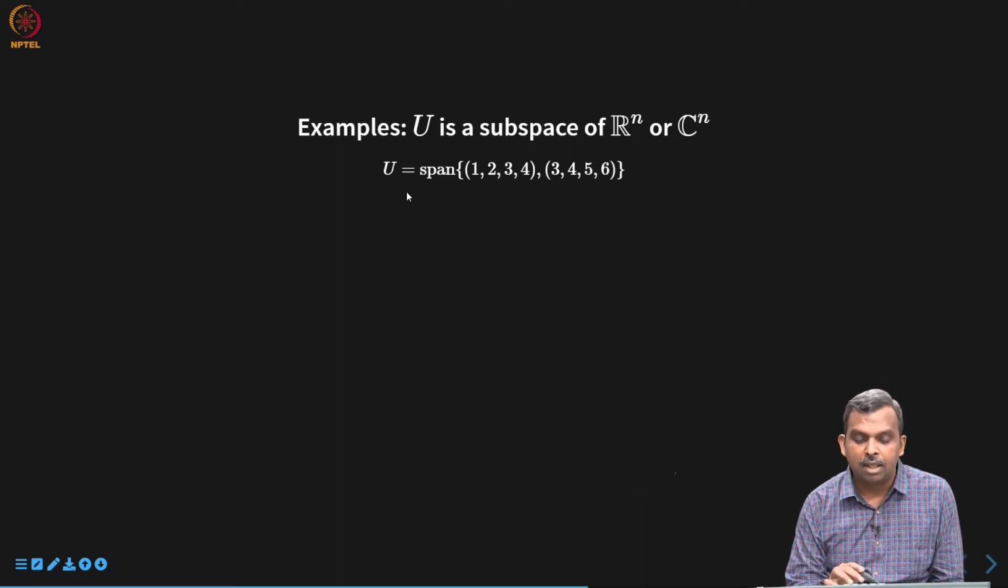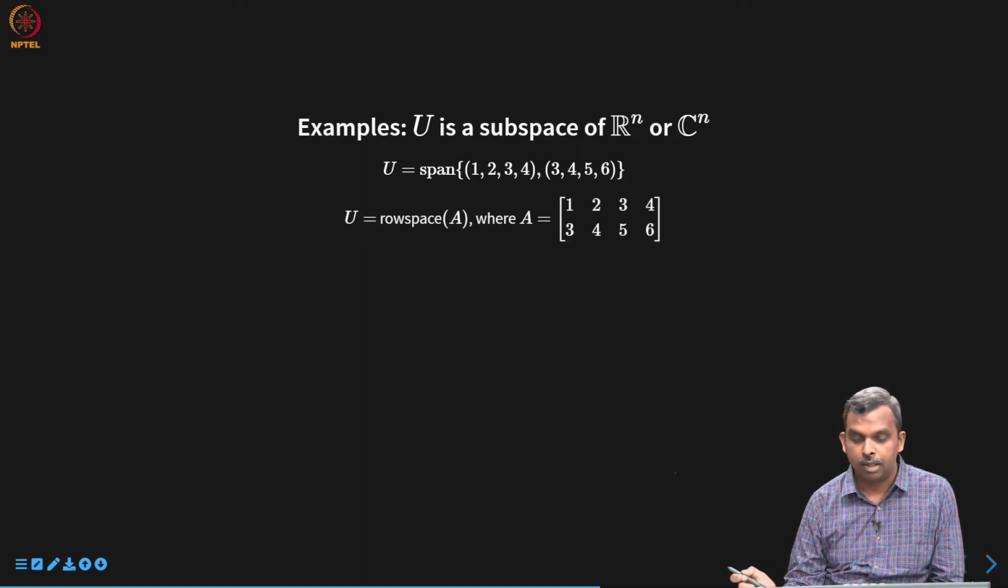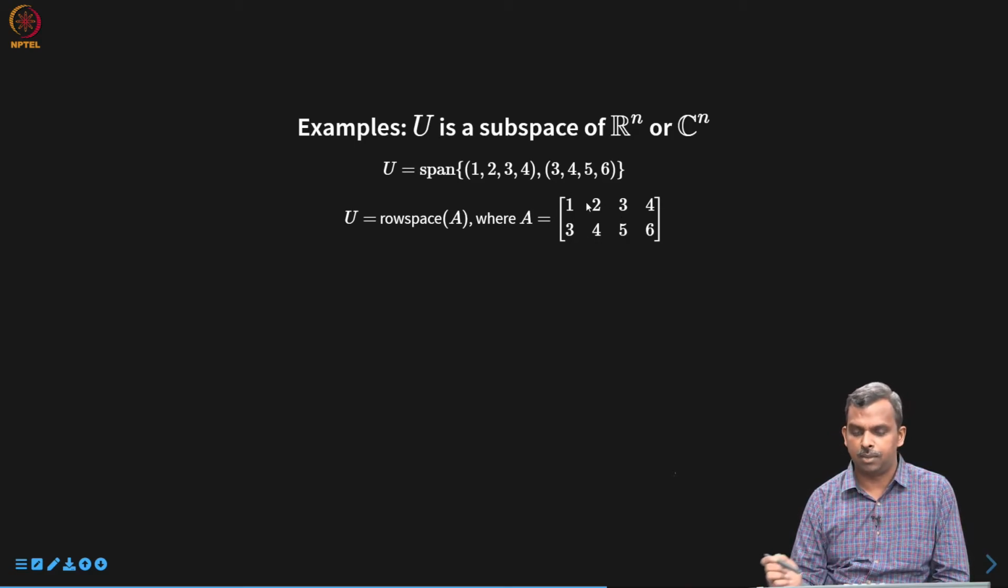In this case we will take an example where U is the span of these two vectors. This is how we specify subspaces, right? We specify the basis or a spanning set. Here is a spanning set. One could write this in terms of rows of a matrix A or columns. If you don't like rows, you can write columns as well. I am writing it as rows, and there's a specific reason why. So U becomes the row space of A, and A is this. You can see this nice connection comes about. Any subspace I can do this, right?